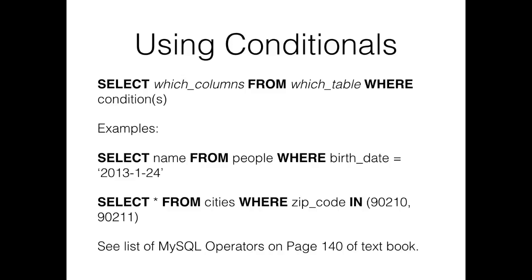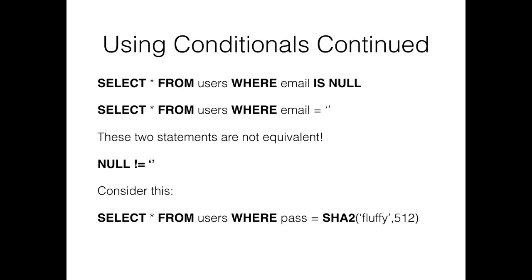Next, select star from cities where zip code in 90210 or 90211. So it's either the first or the second in that set. Okay? The slide says see list of MySQL operators on page 140 of the textbook. You could ignore that because that's from an older book. But you can go to a link that I have in Canvas and you'll be able to see all of that stuff.